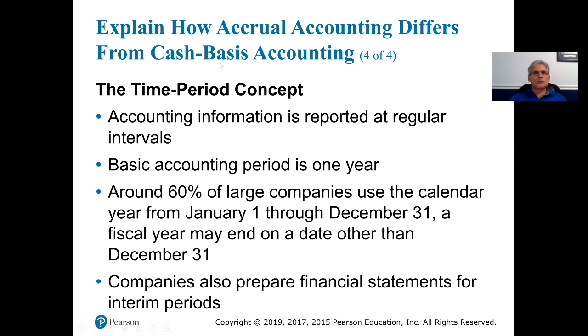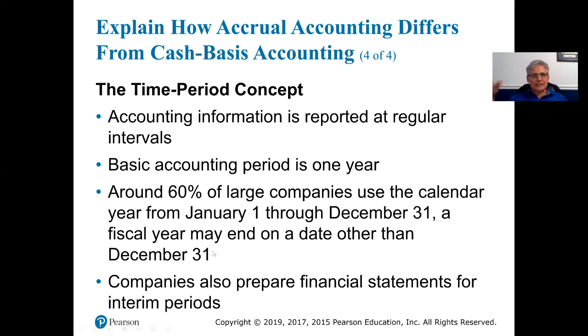Accrual accounting also puts in play the time period concept. And the time period concept means that accounting information is reported at regular intervals. The time period concept involves basic accounting period is 1 year. So the basic accounting year is 1 year. Around 60% of large companies use the calendar year from January 1st through December 31st. A fiscal year may end on a date other than December 31st.